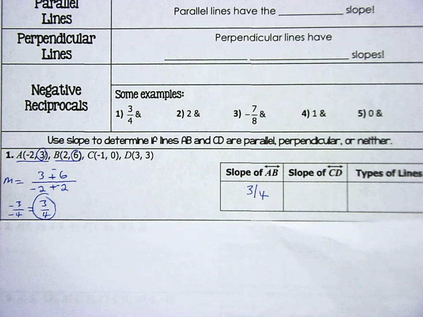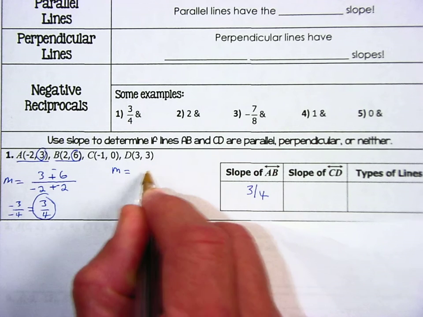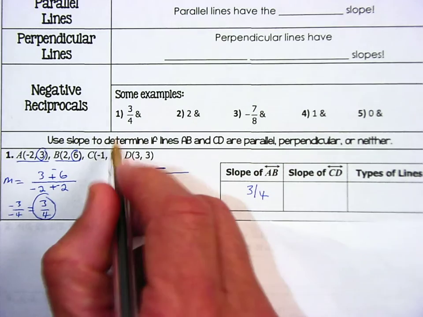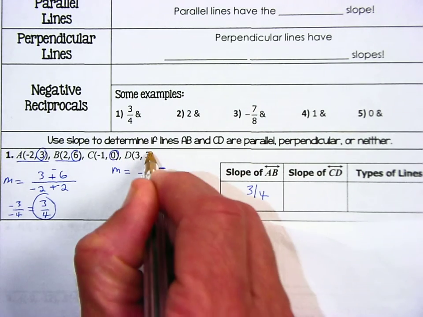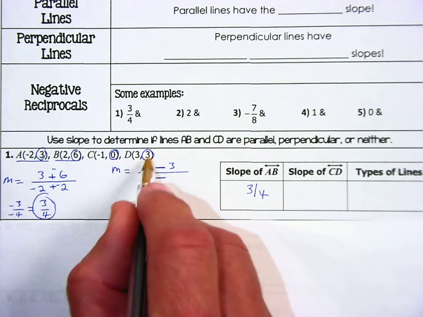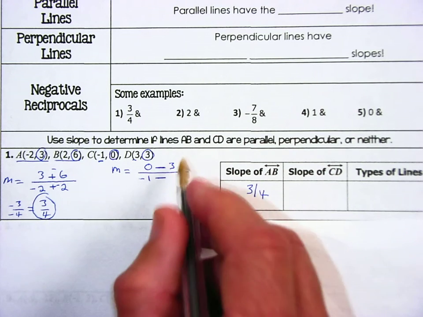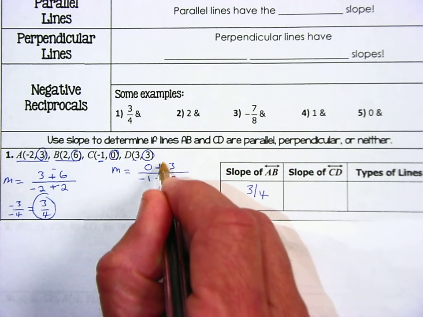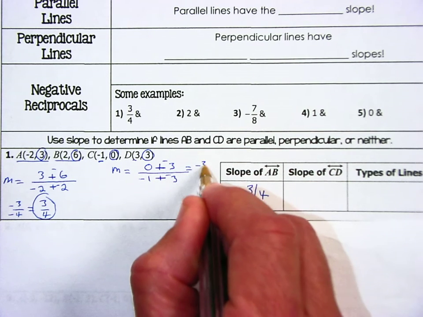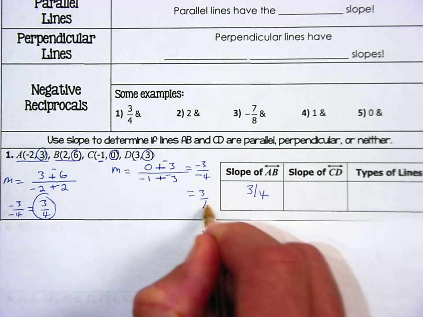We're all good? We're going to do the same thing with CD. Go ahead and draw your M, draw your equals, draw your fraction bar, just put minus signs here. Remember, y is going on the top. Let's just go in order. You can go 3 take away 0 if you want to, but I'm just going to go in order: 0 take away 3. I went left to right, so I'll do the same thing with the x's. Negative 1 minus 3. Do your same change opposite, and look, I get negative 3 over negative 4, which is 3/4.